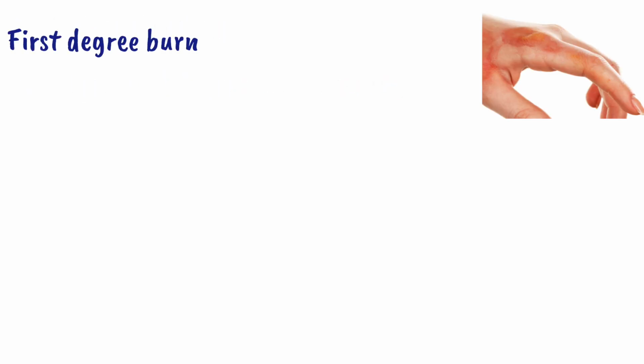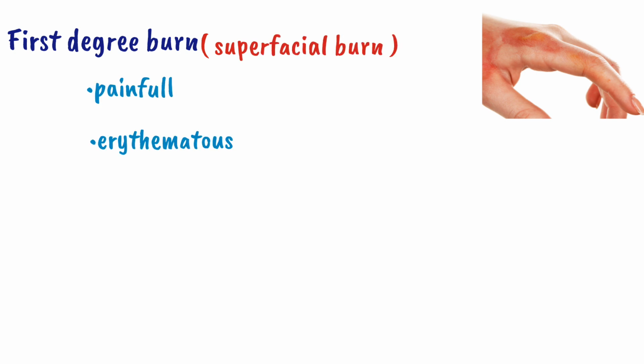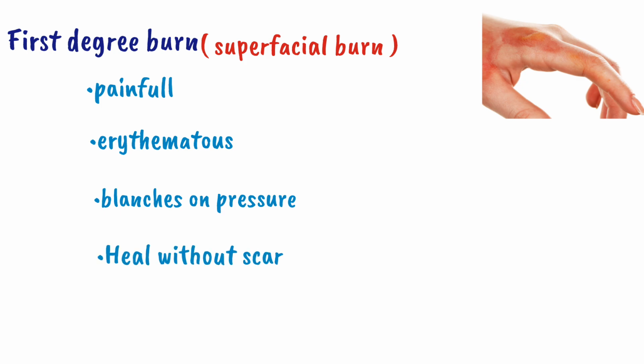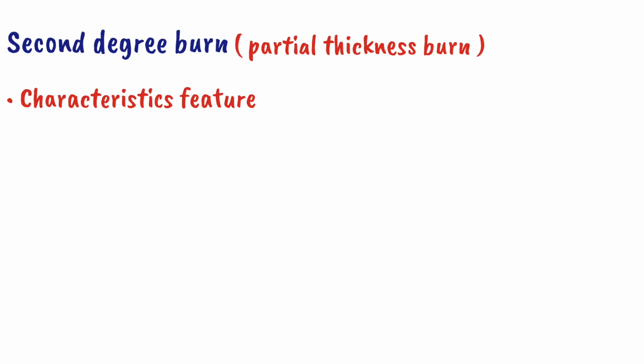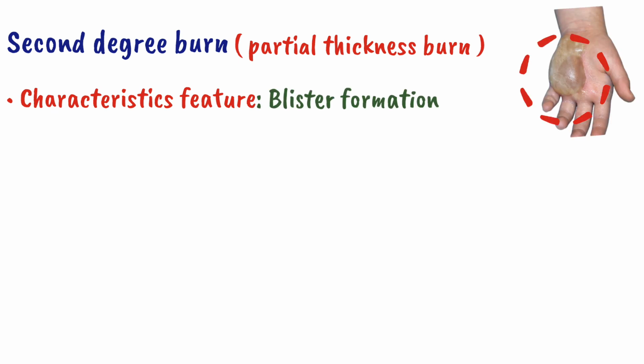In the first degree or superficial burn, the burn will be painful, erythematous, it will blanch on pressure and it will heal without scar in 7 days. Apart from the first degree burn, the characteristic feature of the second degree burn, also called the partial thickness burn, is blister formation. Therefore, whenever we find a blister on a burn, we should consider that this is a second degree burn.